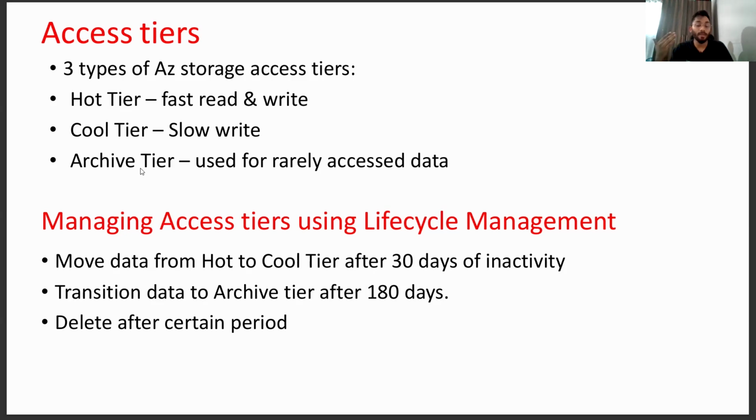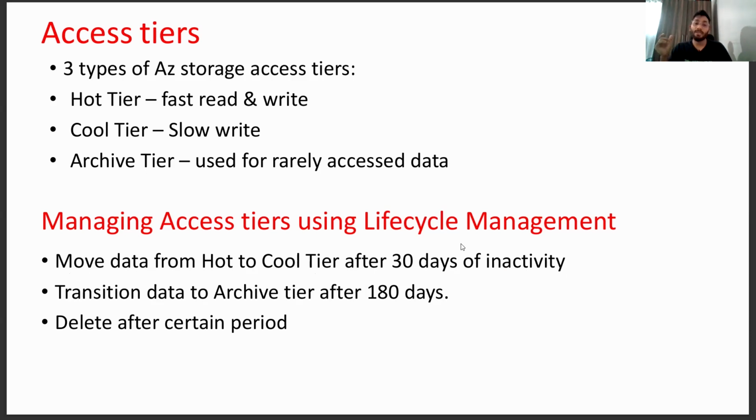So it's all about the pricing. But I'm a data engineer and I want to do it automatically. That way it is more efficient, right? So what I can do is manage access tiers using lifecycle management. That's how I make it automated. And for that, what options do I have? I can move data from the hot tier to the cool tier after 30 days of inactivity. Suppose a storage account or file is inactive for 30 days.